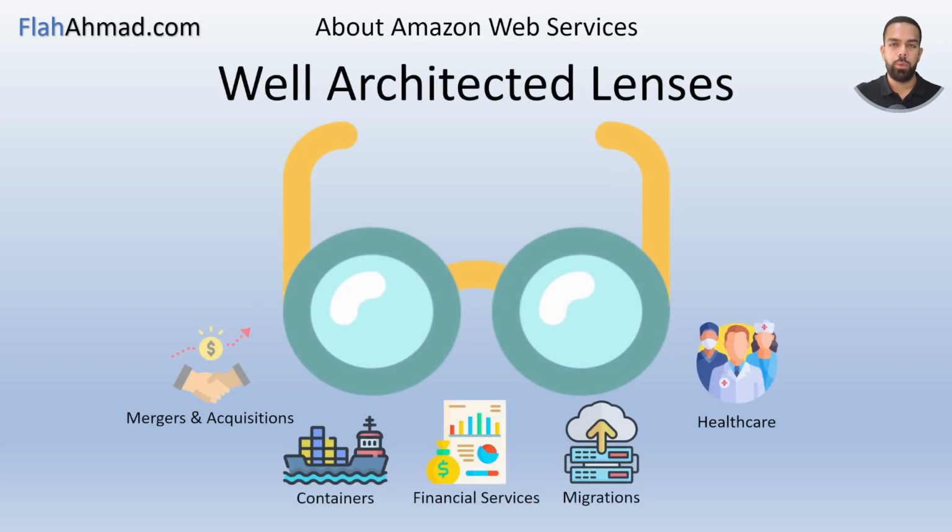The AWS well-architected lenses extend the guidance offered by the pillars to specific industry and technology domains, such as mergers and acquisitions, containers, financial services, and many more. Today, there are 18 lenses available, and the number is growing.